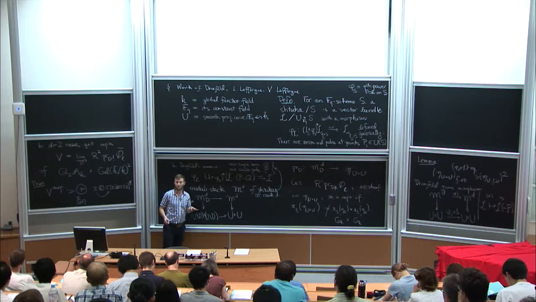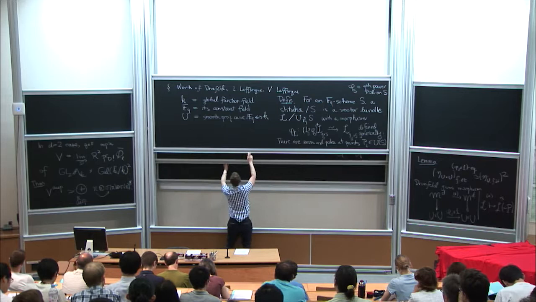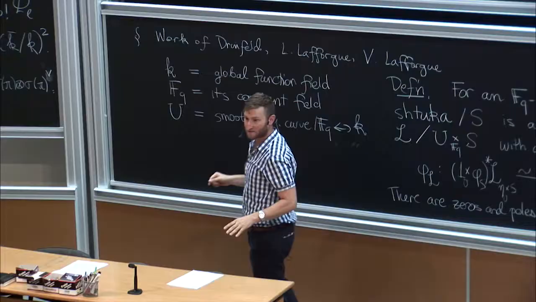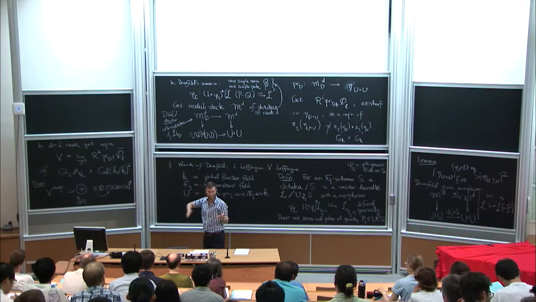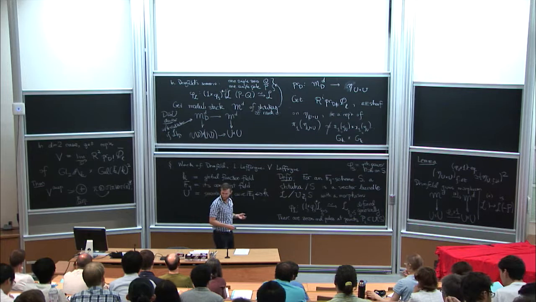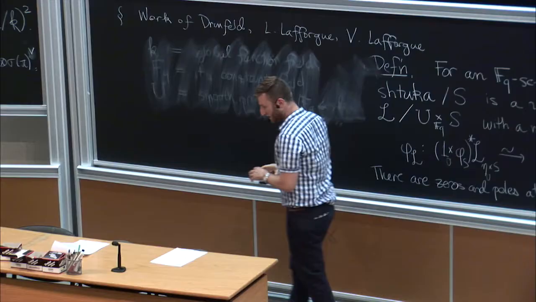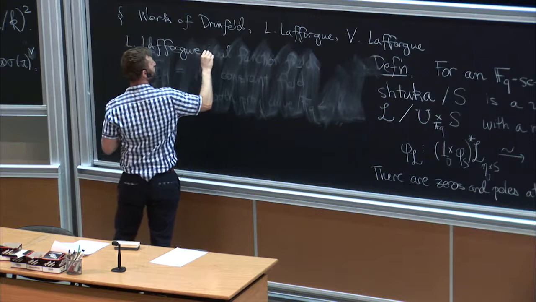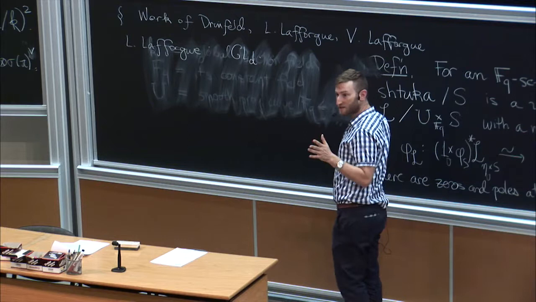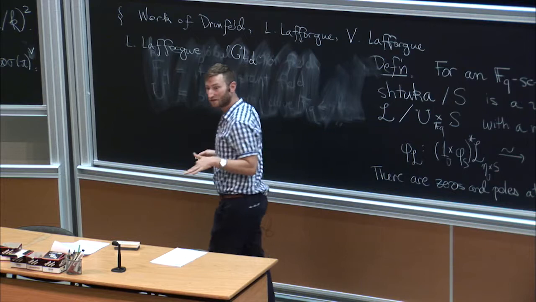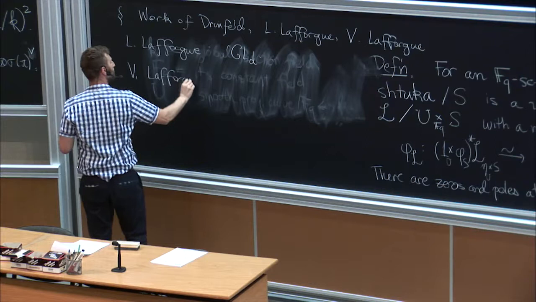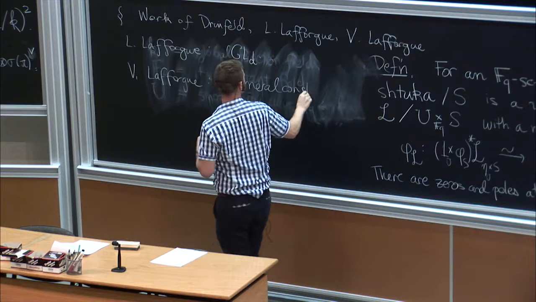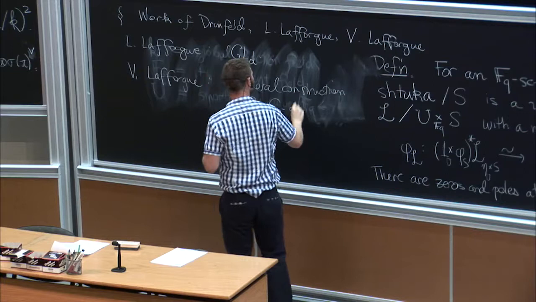So this suggests a program for GLN anyway, where instead of rank 2 we take general rank. And this is the program carried out by Laurent Lafforgue, who carried out the program completely for GLD, for any D, thus establishing the Langlands correspondence for GLD over a function field. And then very recently, Vincent Lafforgue made an extremely general construction of G-shtukas, of spaces of G-shtukas, where G is a reductive group over K.